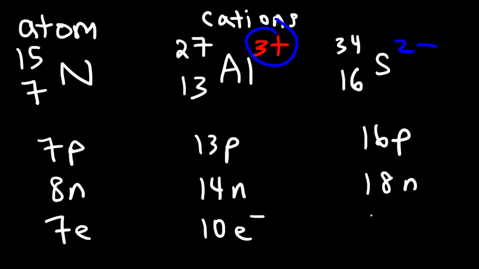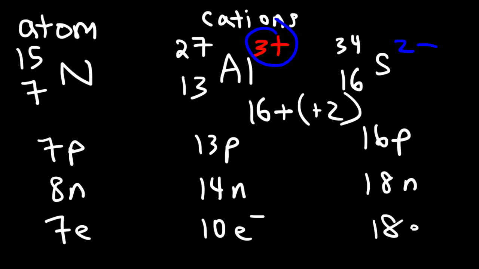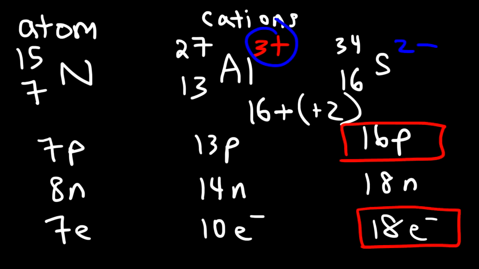Now let's calculate the number of electrons. So it's going to be the atomic number 16 minus the charge, which is negative 2. A negative times a negative is a positive. So 16 plus 2 is 18. Notice that we have more electrons than protons because we have a negatively charged ion, which is an anion. So now you know how to calculate the number of electrons, protons, and neutrons.